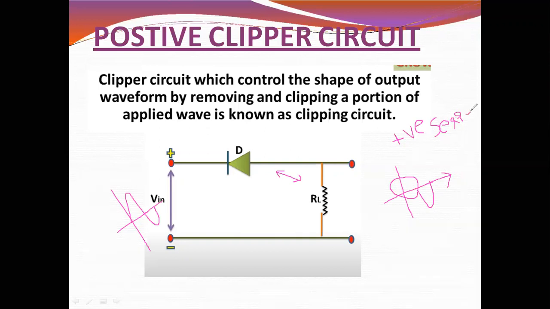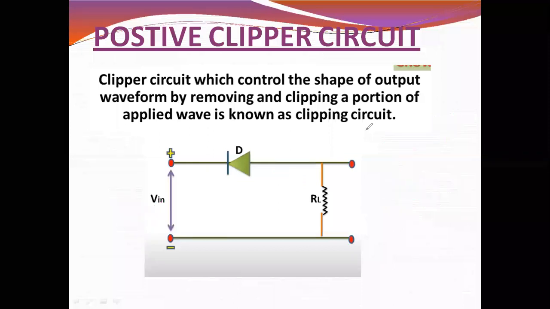Which portion of the input you are removing, use that first. Next, if it is connected to the load resistance in series, add that, series. If it is connected to the load resistance in shunt, positive shunt. Like that, you have to follow the naming convention. I hope you are clear with that. We will move to the operation next.